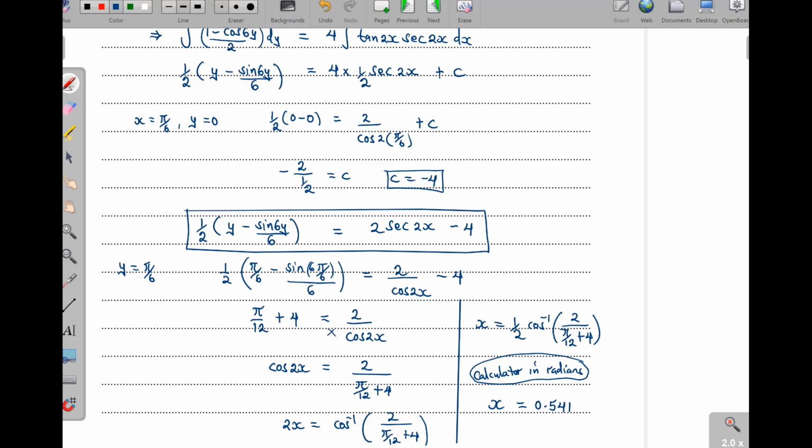0.541. That is to 3 decimal places, which they wanted. And that is that. Question 8.